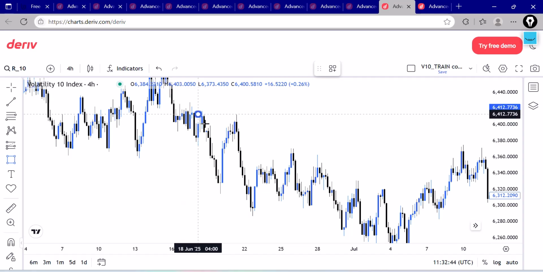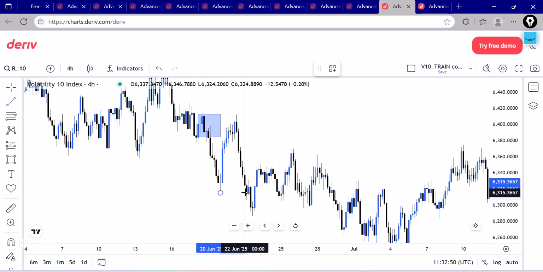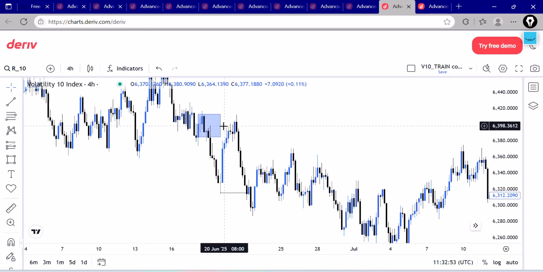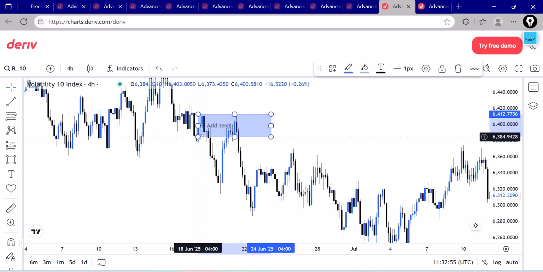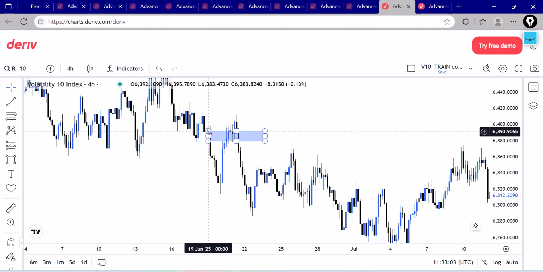This is an impulsive movement downward that broke structure. Okay, this is a break of structure to the downside. Now this was the last candle, the last candle that caused that break of structure. That's the last down candle that caused a break of structure.